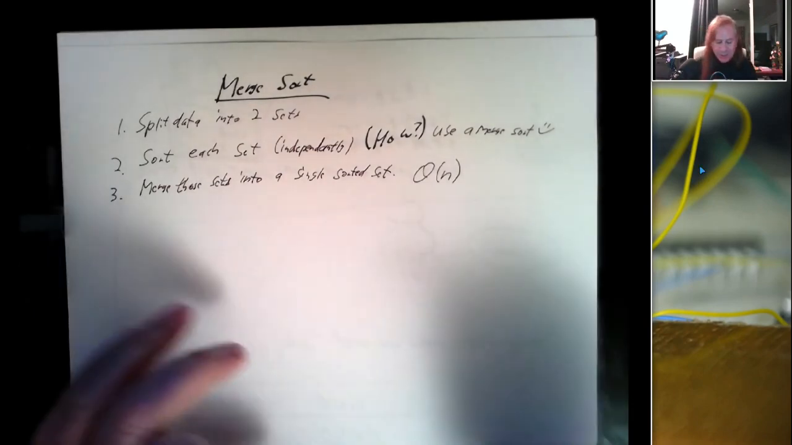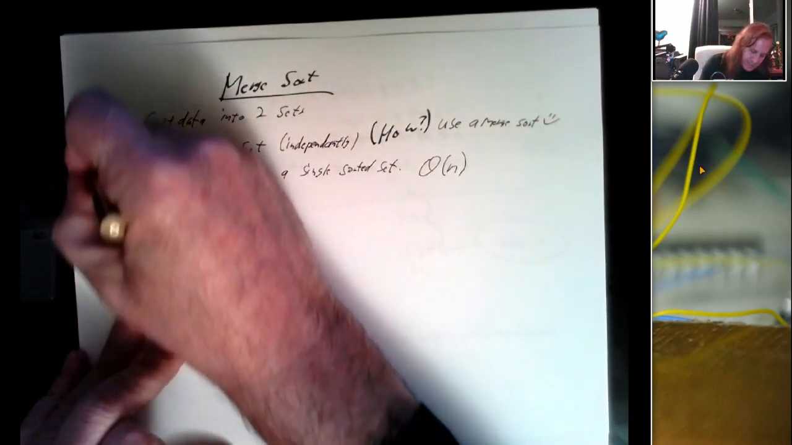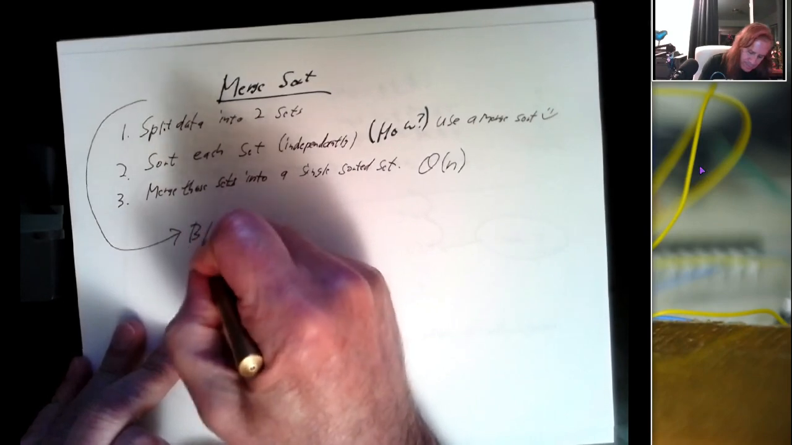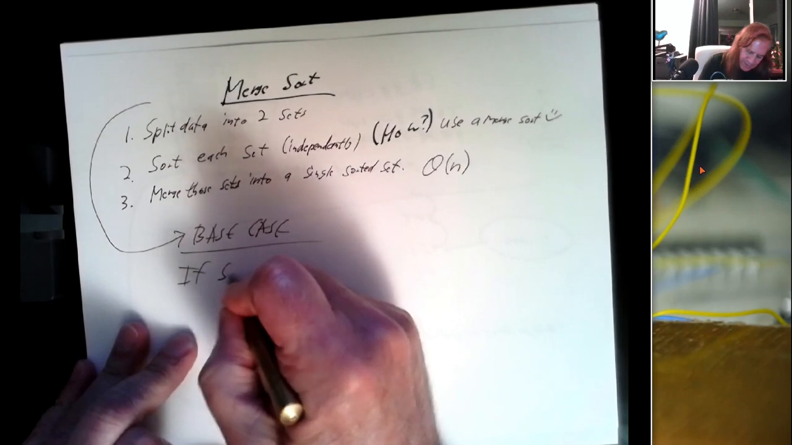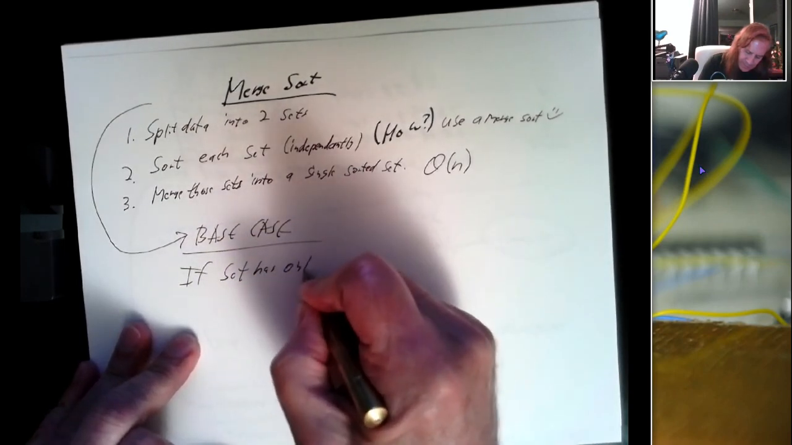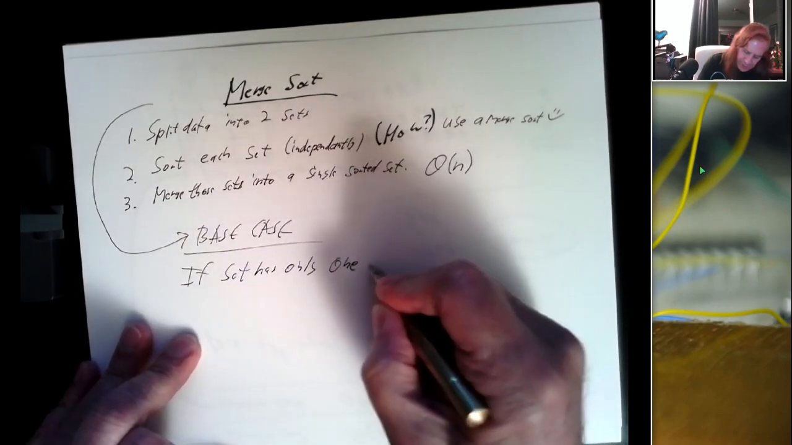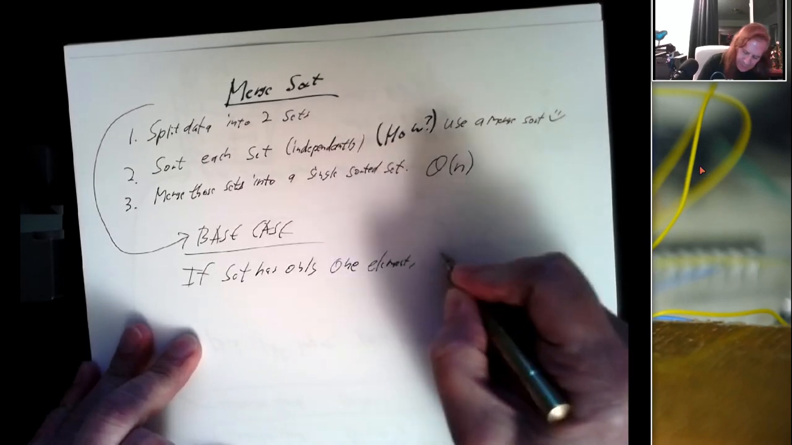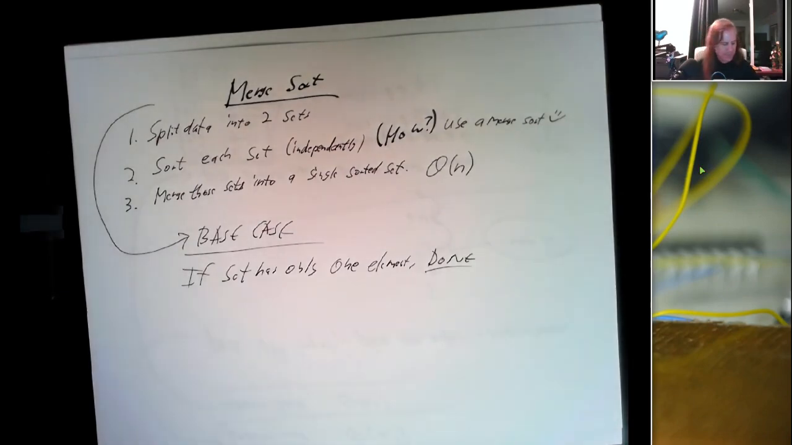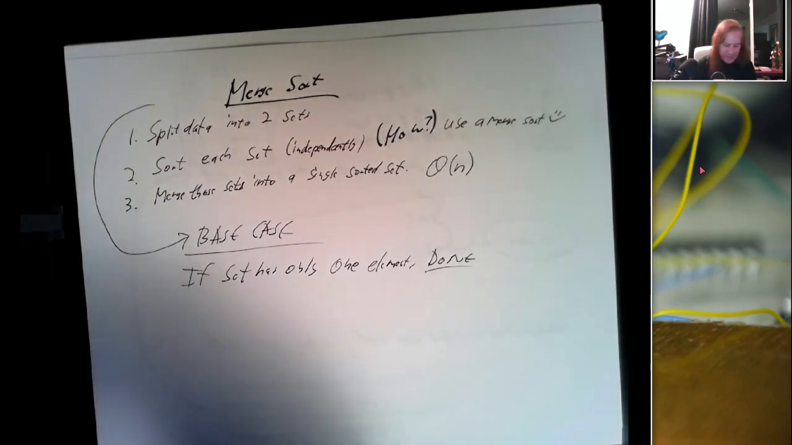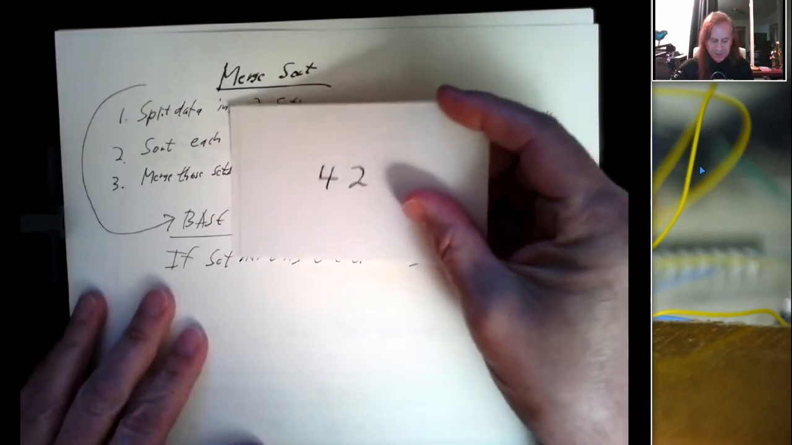All right, recursion, remember, we need a base case. If set has only one element, then you're done. Don't have to do any work. So if we have 2 numbers, like here's a deck of 2 pieces of data, what are we going to do? We're going to split it into 2 pieces. We're going to merge sort each of these. Well, when we try to merge sort this, we're going to see the base case.